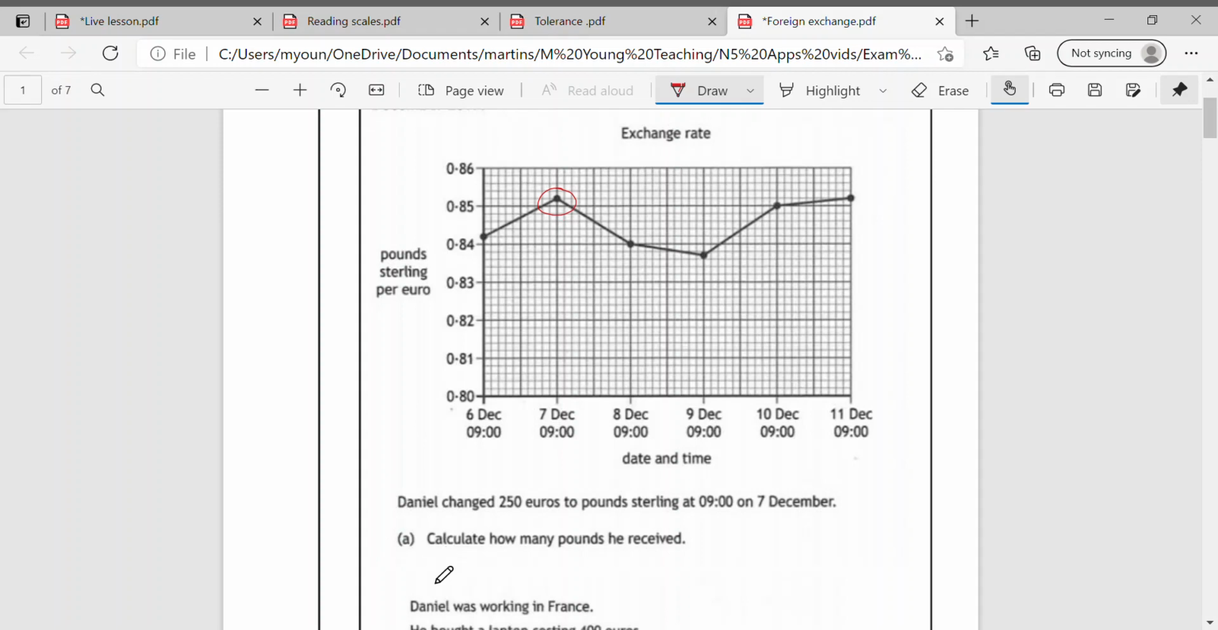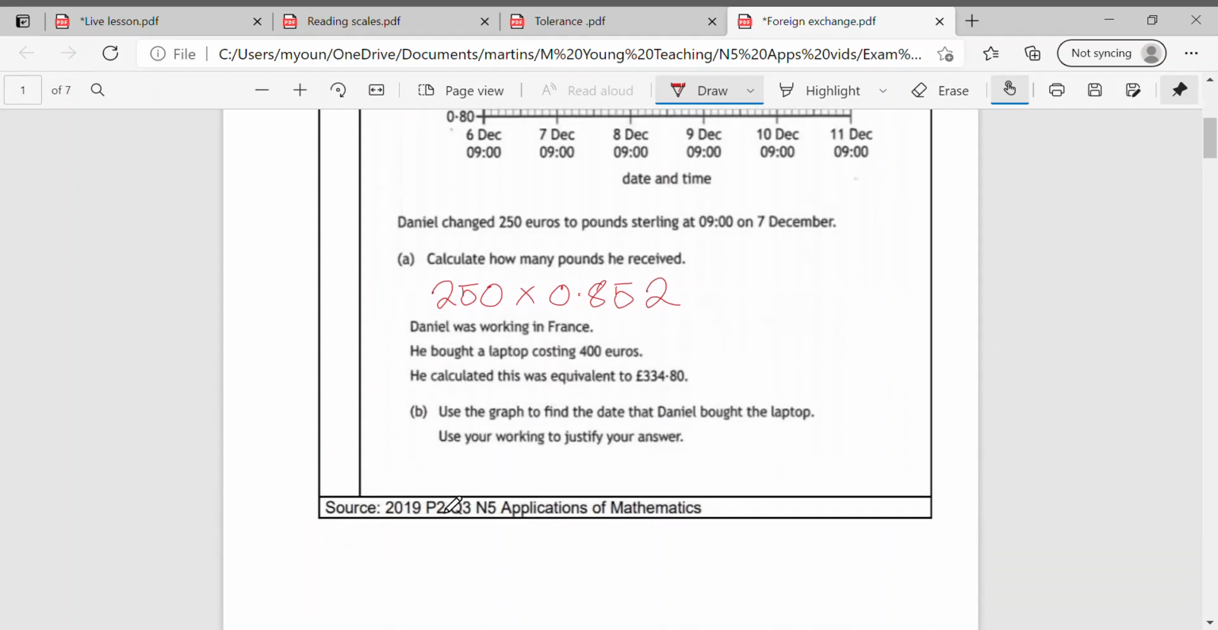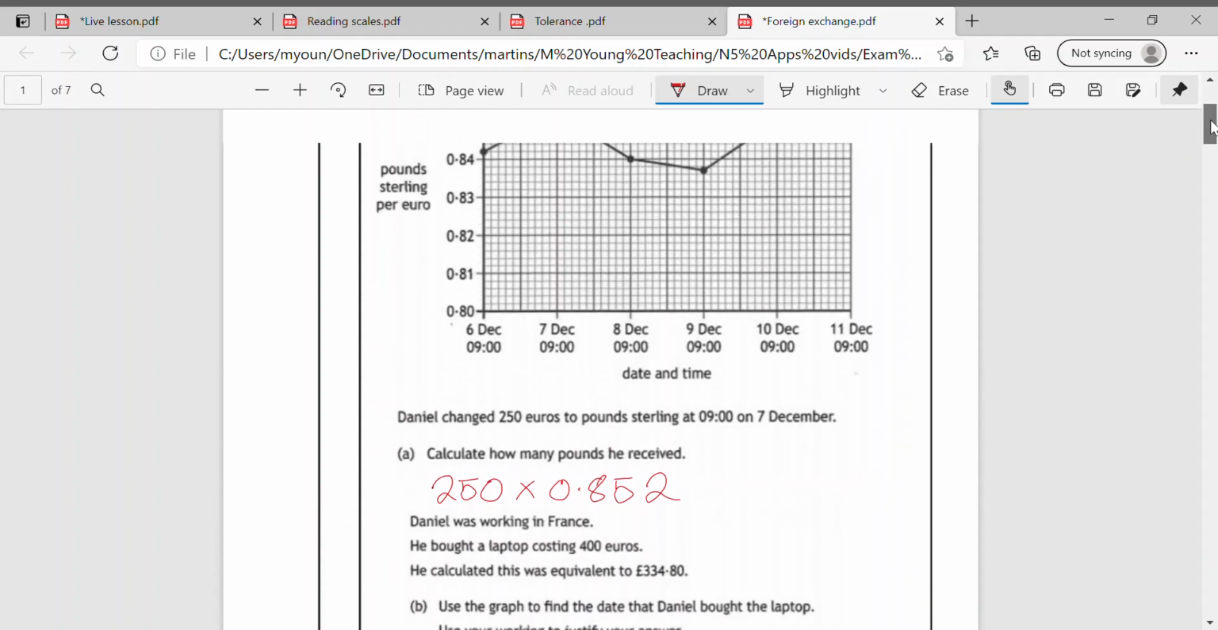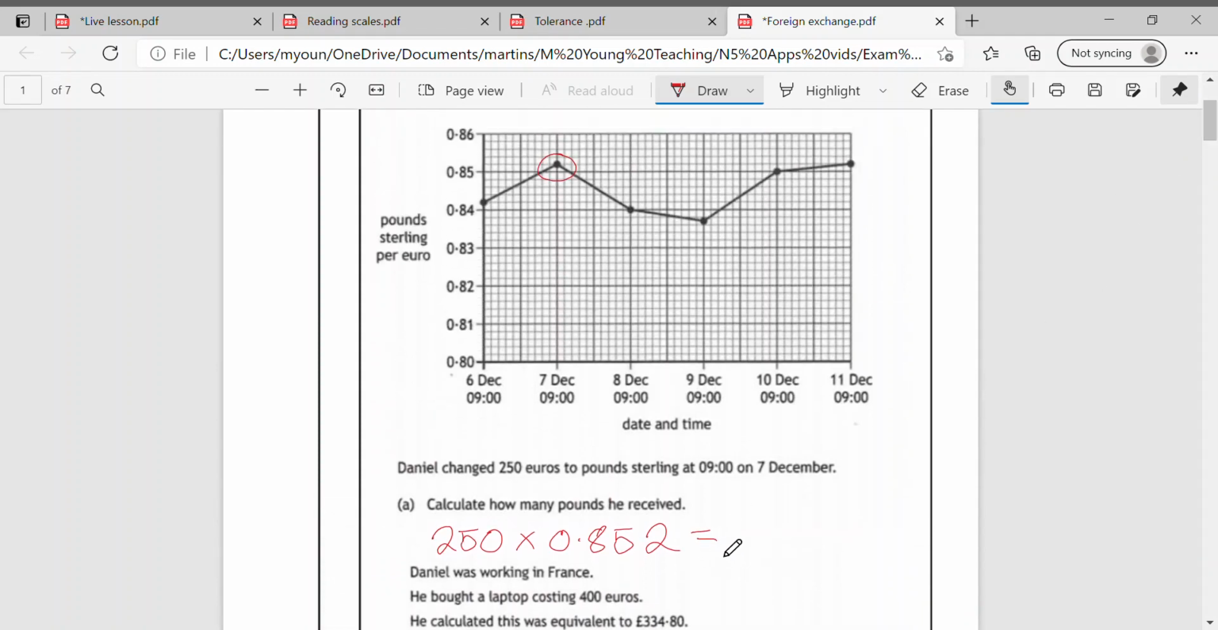So we need to do 250 times 0.852. So hope you can kind of see that. And this paper is a calculator one, so we're alright using a calculator. So do that in your calculator, 0.852 times 250, and that gives us 213, and it's pounds.